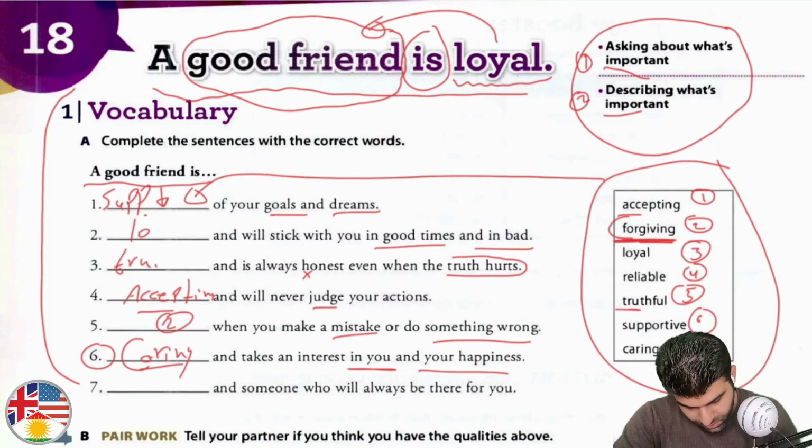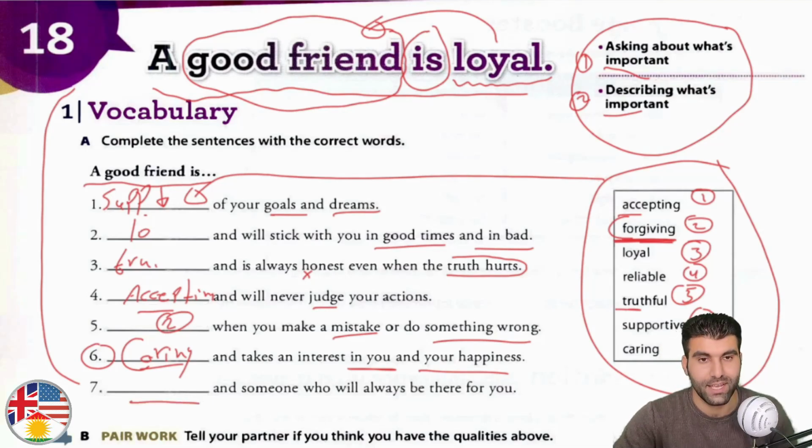And the last one we have, of course, is blank: someone who will always be there for you.